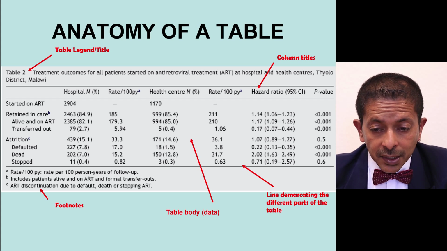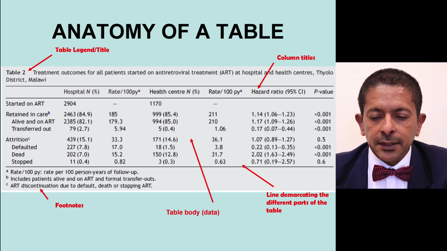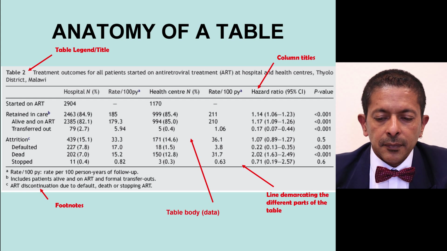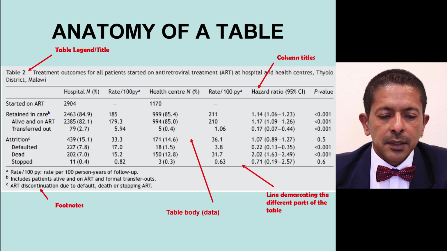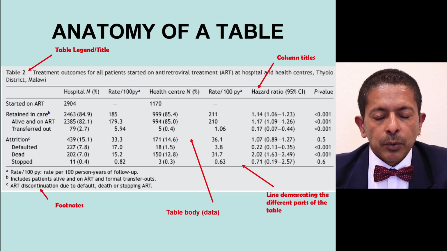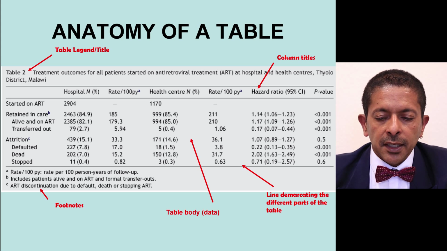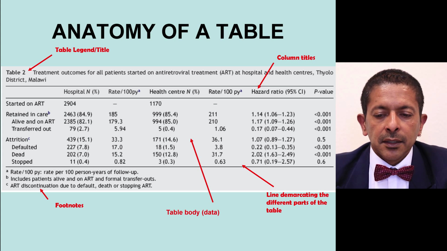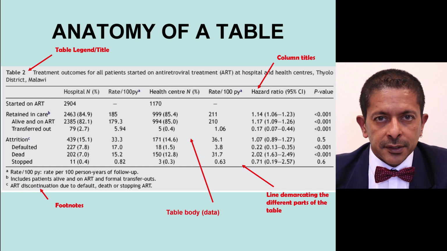This is the column title. This is the table body or the data. This is the line demarcating the different parts of the table, and these are the footnotes. You will notice there are no vertical lines and only horizontal lines demarcating the column titles and the different parts of the table. So you need to get each of these in every table.